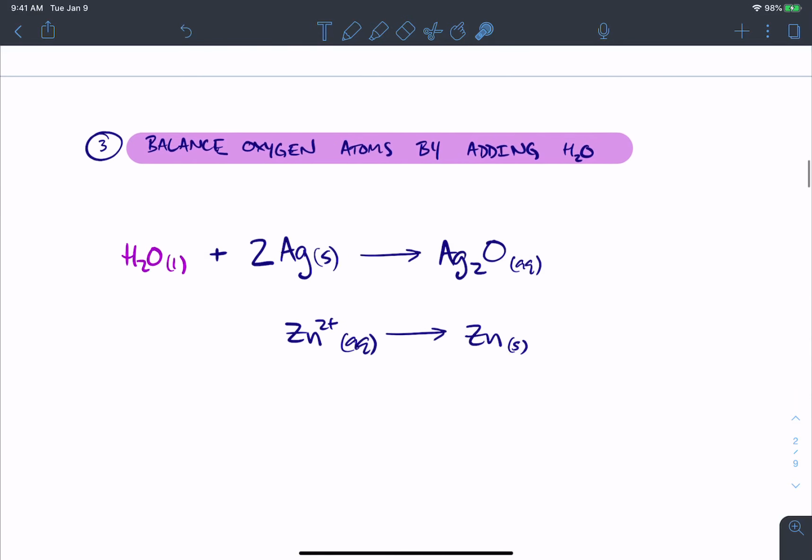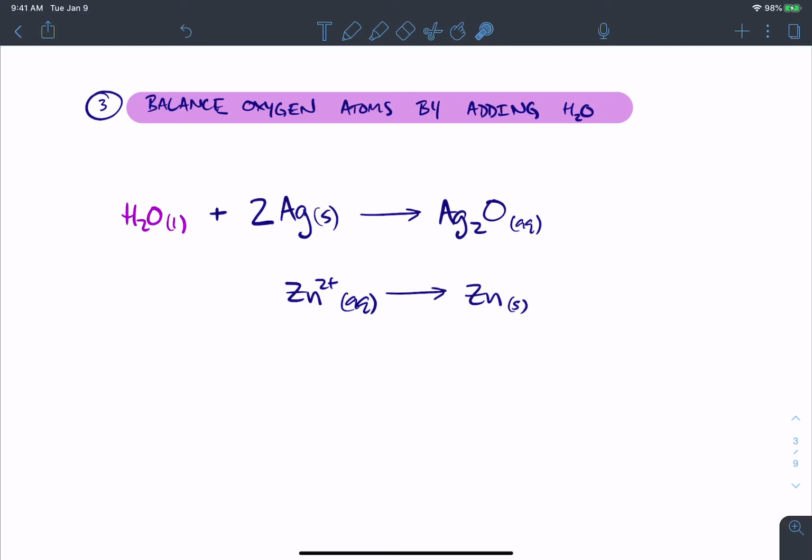Alright, so now we will balance the oxygen atoms by adding water. In this case, we only needed to add a single water molecule to balance out this oxygen that we have in the silver oxide. And we didn't need to add any to the zinc half reaction.